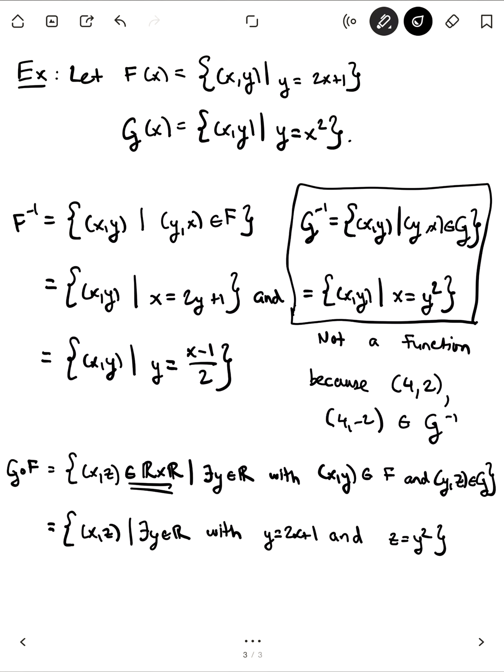And then that tells me that if I square y, I get z. I know that y is equal to 2x plus 1, so if I square 2x plus 1, I should get z. That tells me this is equal to the set of (x, z) such that z equals (2x plus 1) squared. Okay? So let's try the other way now. What about f of g?